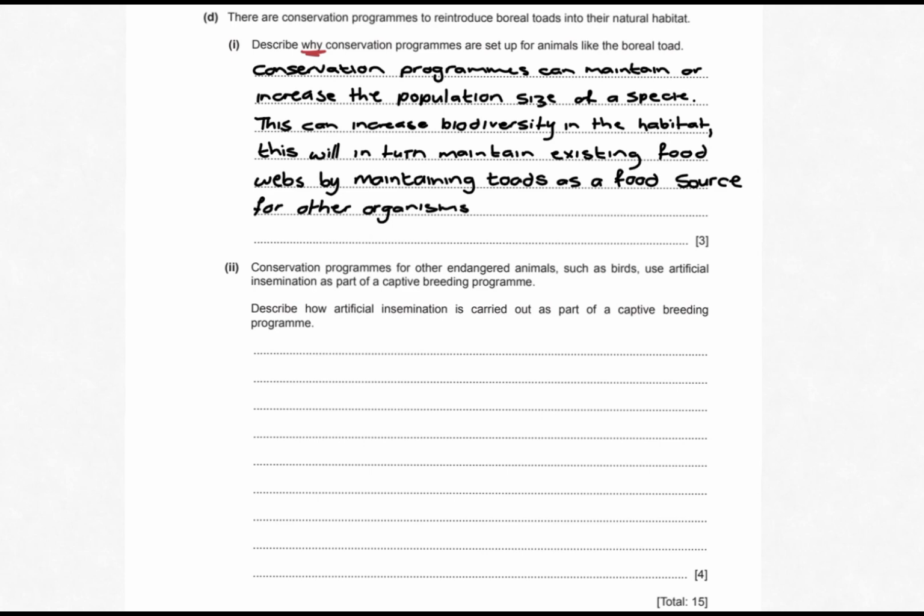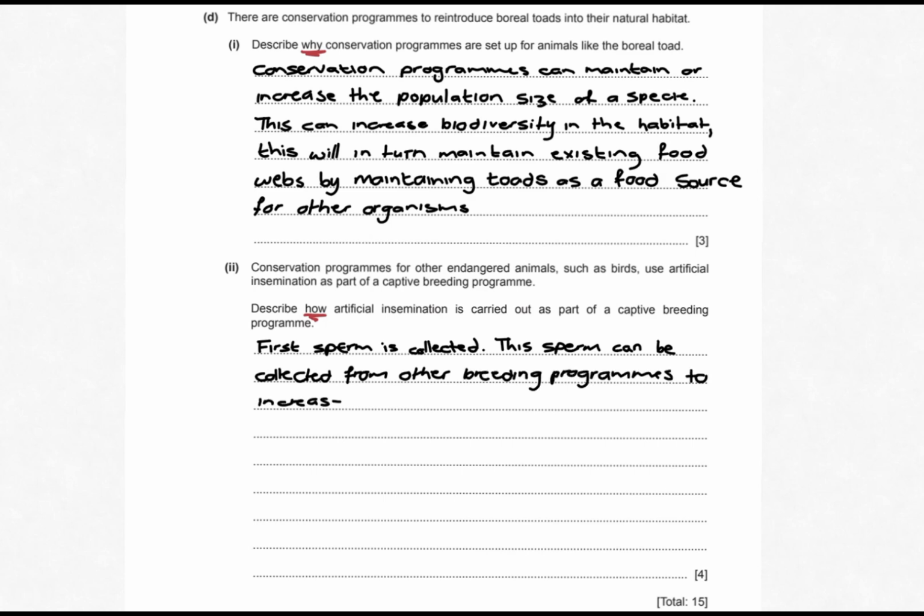The next question says that conservation programs for other endangered animals such as birds use artificial insemination as part of a captive breeding program. They then ask to describe how artificial insemination is carried out as part of a captive breeding program. So firstly, sperm would need to be collected. This sperm can either be collected from other breeding programs or the same breeding programs. But if we collect it from other breeding programs, it will increase the genetic diversity.